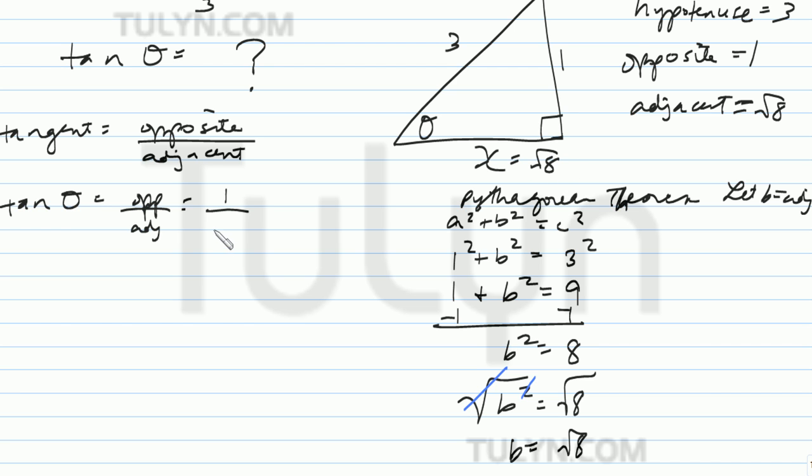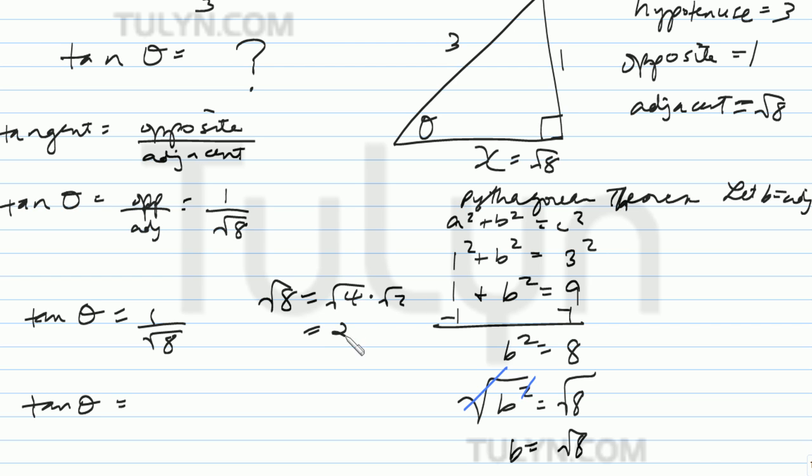And it's 1 over the square root of 8. So tan of theta equals 1 over square root of 8. And that's also equal to, square root of 8 is equal to square root of 4 times square root of 2. So square root of 4 is 2, and just bring down square root of 2. So 1 over 2 square root of 2.